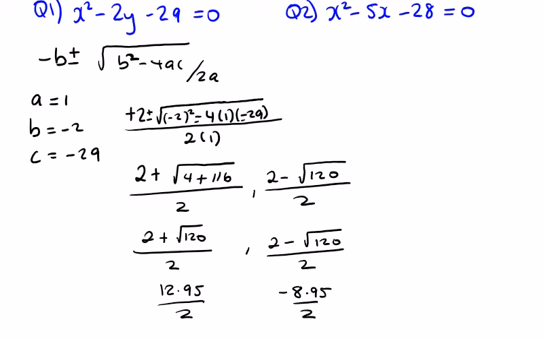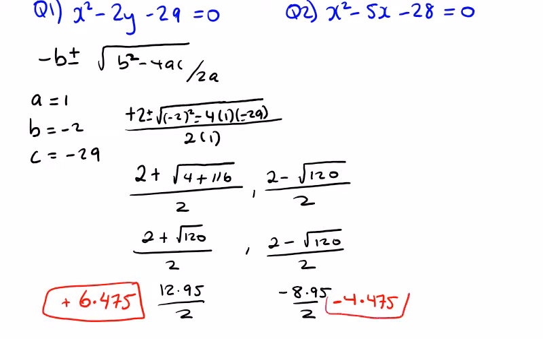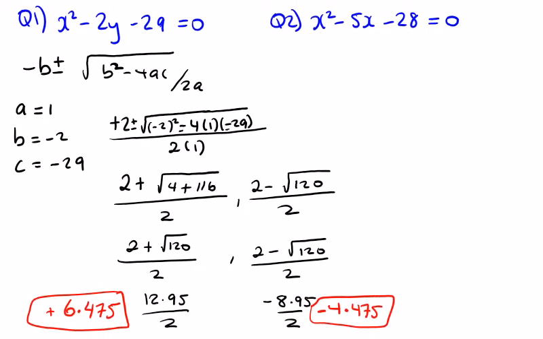So when we simplify these, the square root of 120 is 10.95. So plus 2 is 12.95 divided by 2. Write your answer to the side: 6.475. And 8.95 divided by 2 is 4.475. And that's a minus, and that's a plus. So you can see that's 3 decimal places. The question will state how to write your answer. What about the next one?